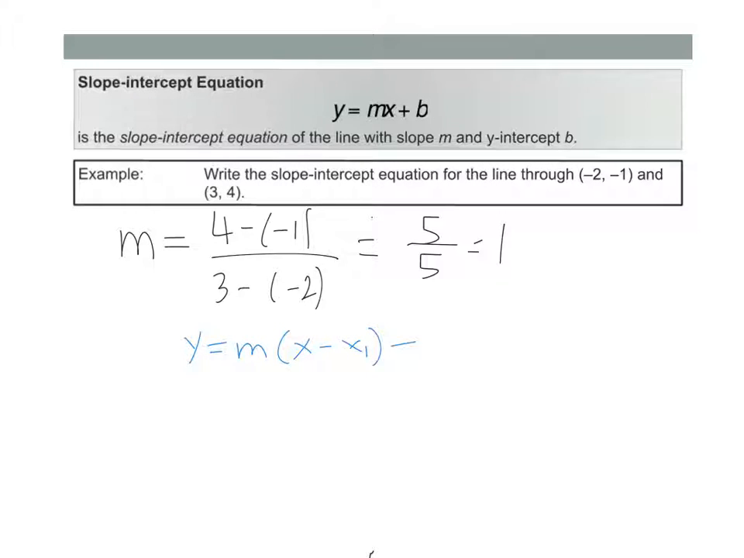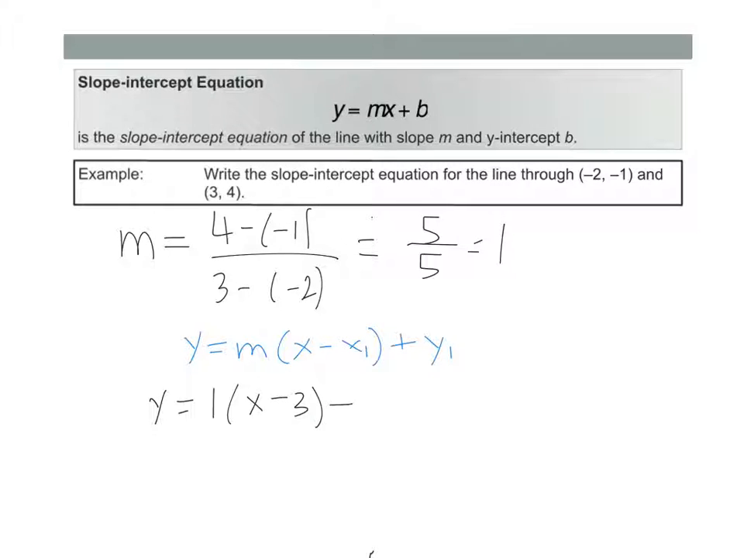Now, it does not matter which of the points you pick. It doesn't matter if you pick 3, 4, or -2, -1. They both will give you the same answer. I would pick 3, 4 because it's positive. So why make my life harder than it has to be? So I have y equals 1. You don't have to write it in, but I'm going to just for the notes.